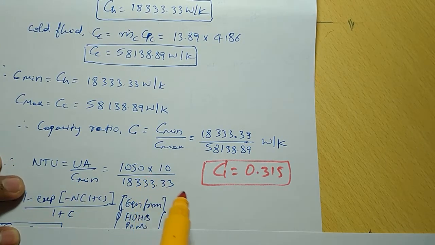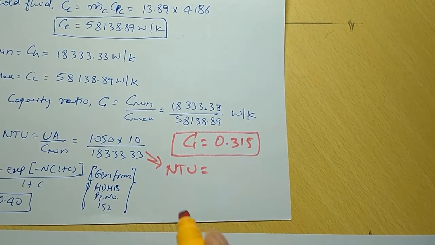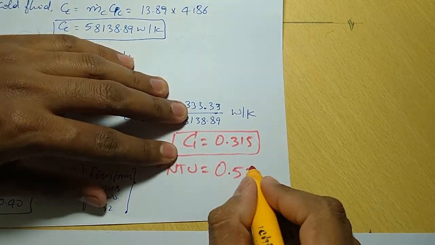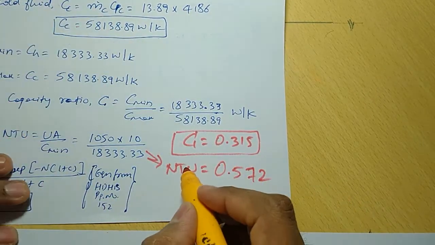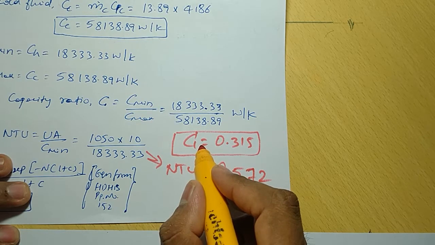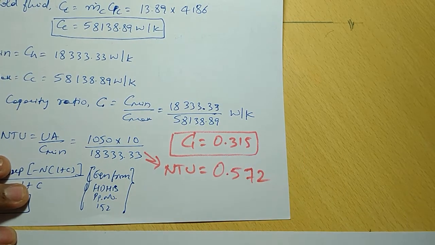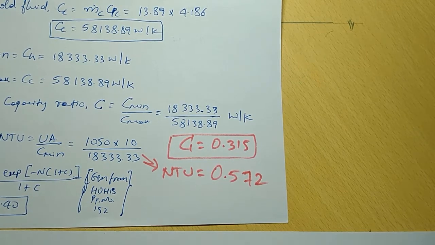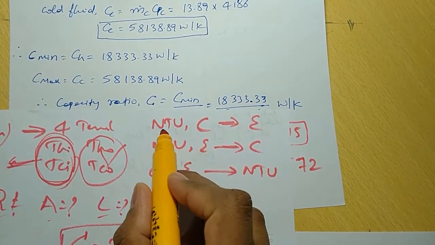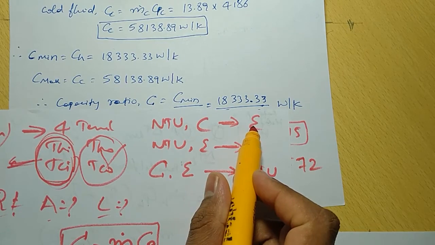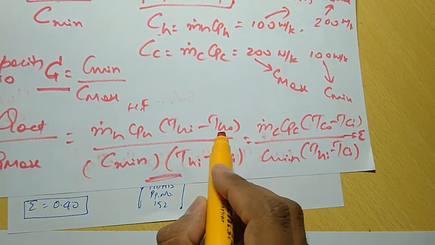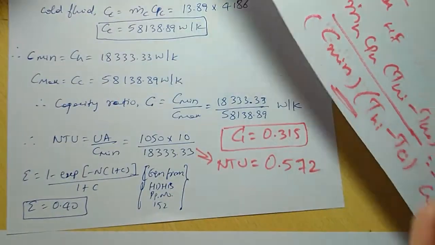Next, NTU. Once you know the C minimum, NTU is equal to UA by C min. Substitute the values here. Find out what the NTU is. NTU is 0.572. Now you know the NTU and C. I already told that once you know the NTU and C, what can you find out? Effectiveness. Once you find out the effectiveness, next you can find out TH0 and TC0.